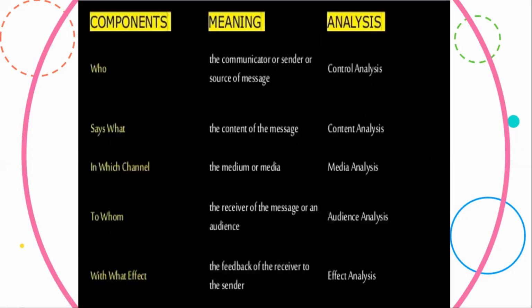Another one, the components: who, the communicator or sender or source of the message, control analysis. Say what, the content of the message. In which channel, the medium or the media, personally or technology. To whom, the receiver of the message or an audience. Last, with what effect, the feedback of the receiver to the sender, if the receiver understands the message of the sender.